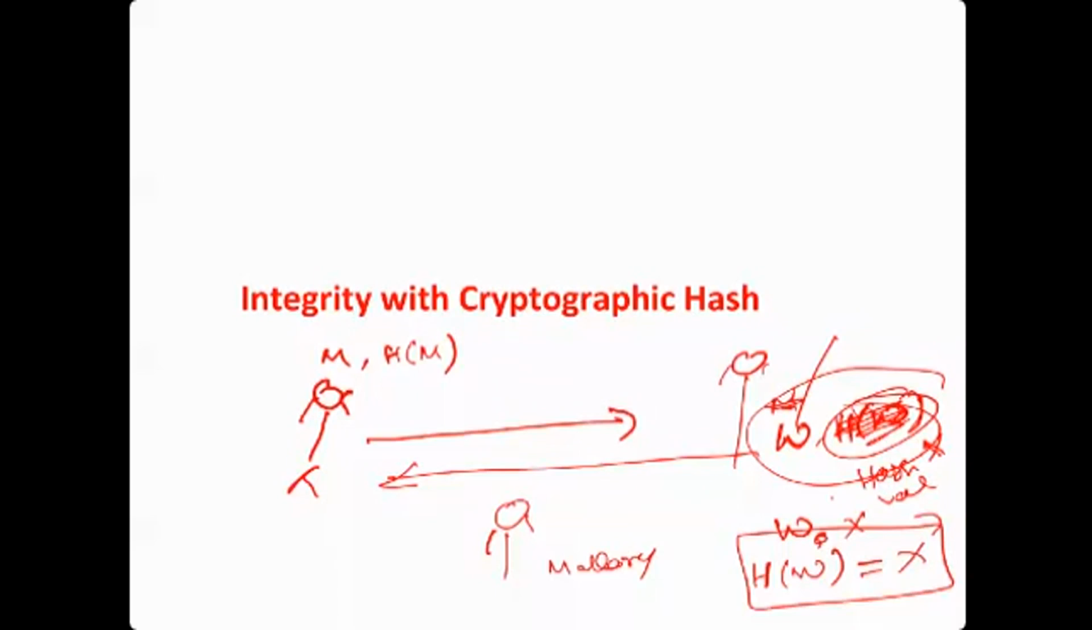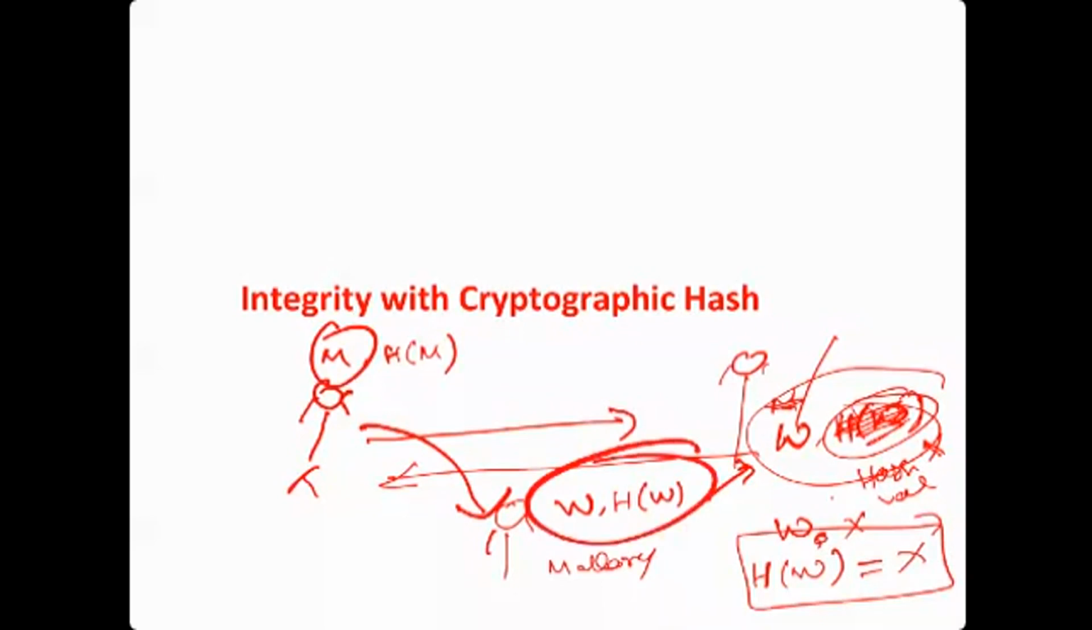What happened is that Mallory in between intercepts this message, changes M to say W and calculates H of W and sends it to Bob. Can Bob find out it's a manipulated message? No, it cannot, right? This is called a man in the middle attack. Okay, so it means that we'll have to use cryptographic hashes very intelligently.